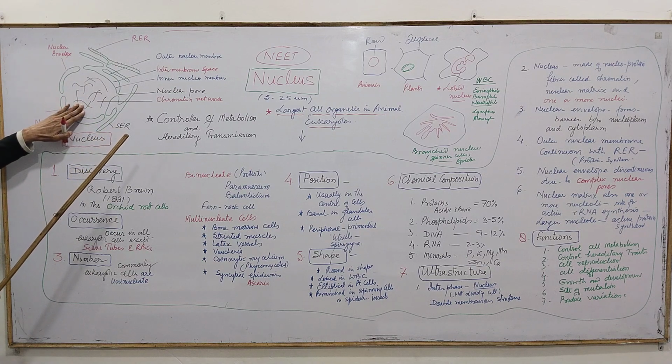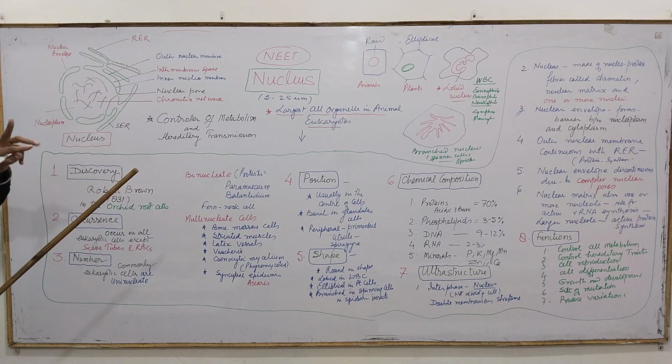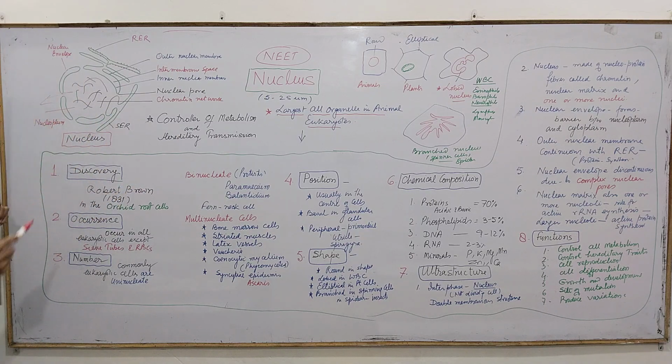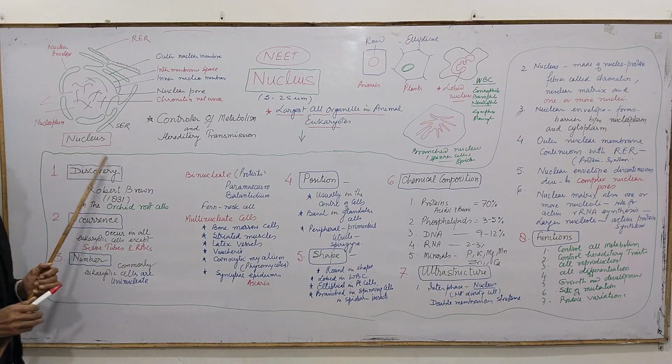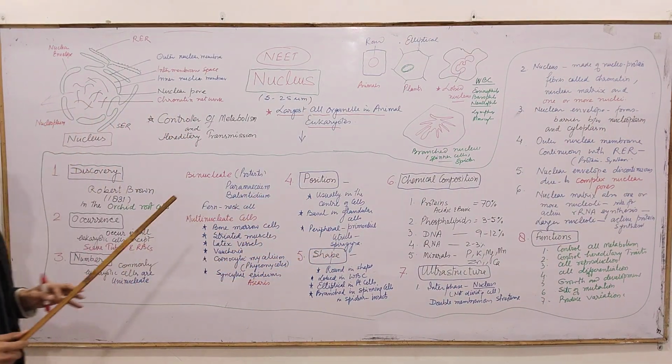Okay, so now you see clearly a very simple structure of the nucleus drawn over here. See, nucleoplasm, the matrix of the nucleus, an envelope which is two-membranous and having nuclear pores for the exchange of material between cytoplasm and nucleoplasm. Okay, now let us see one by one.